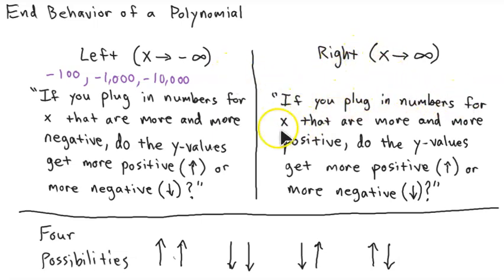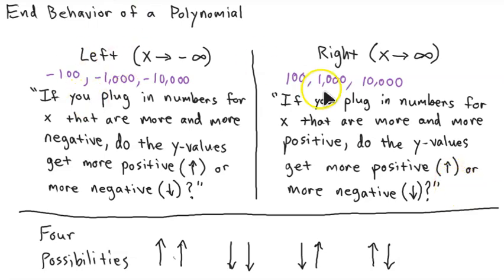If you plug in numbers for x that are more and more positive, like positive 100, then positive 1,000, then positive 10,000, you're plugging in numbers that are bigger and bigger and bigger. They're getting closer to infinity. So 100 is closer to infinity than 10. 1,000 is closer to infinity than 100 is. And 10,000 is even closer to infinity than 1,000 is. And if you plug in numbers for x that are more and more positive, do the y values, the output values, get more positive or do they become more negative?